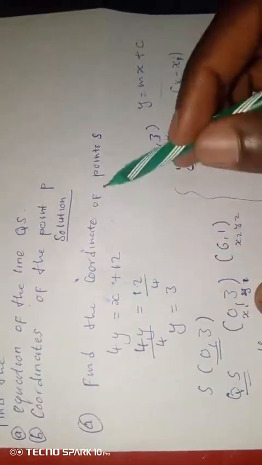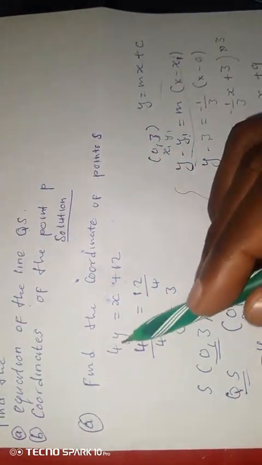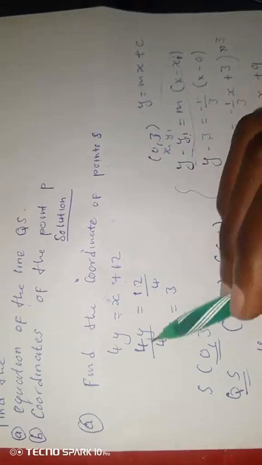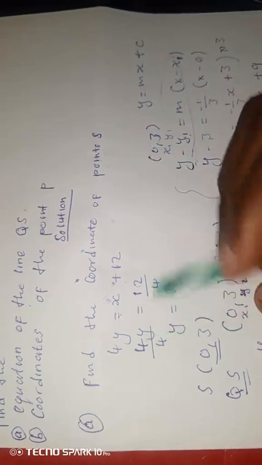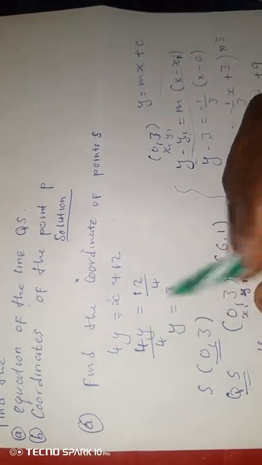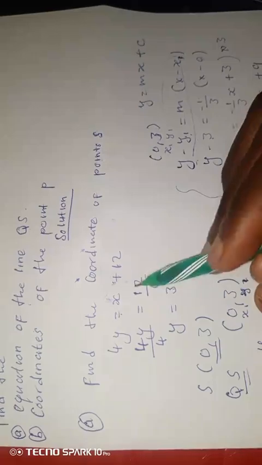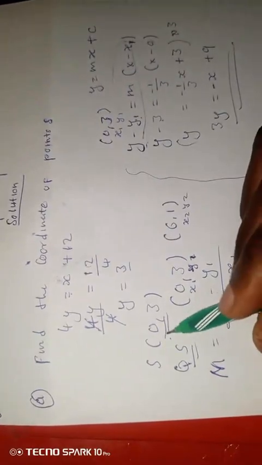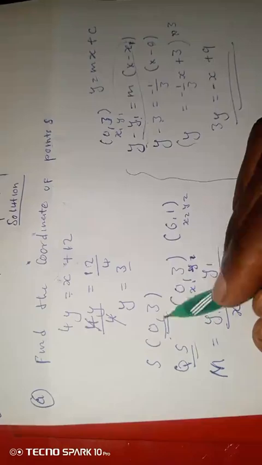First thing, you find the coordinates for point S. So 4y equals, where there's x, put 0 plus 12. So 4y equals 12. Now let's make y the subject of the formula, so divide both sides by 4. Then 4 into 12 is 3. Here they will cancel. Then the coordinates for S will be (0, 3).